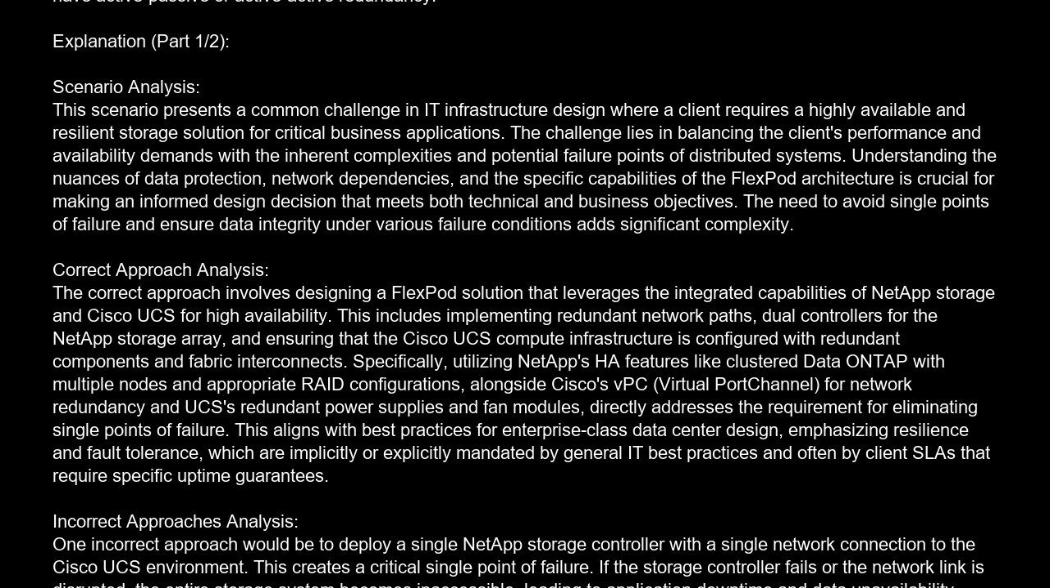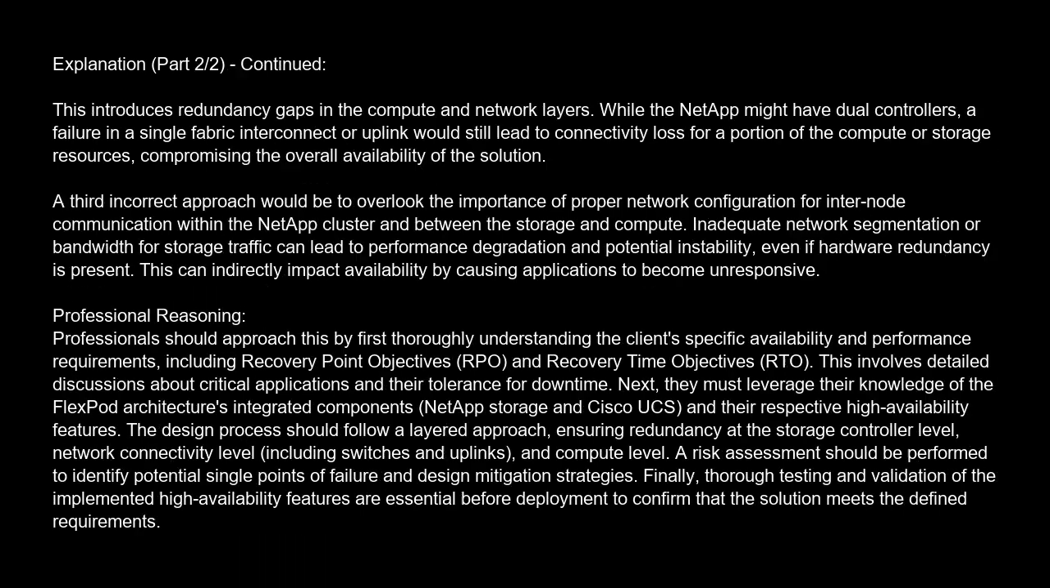Another incorrect approach would be to configure the Cisco UCS environment with single fabric interconnects and single network uplinks from the NetApp storage. This introduces redundancy gaps in the compute and network layers. While the NetApp might have dual controllers, a failure in a single fabric interconnect or uplink would still lead to connectivity loss for a portion of the compute or storage resources, compromising the overall availability of the solution.